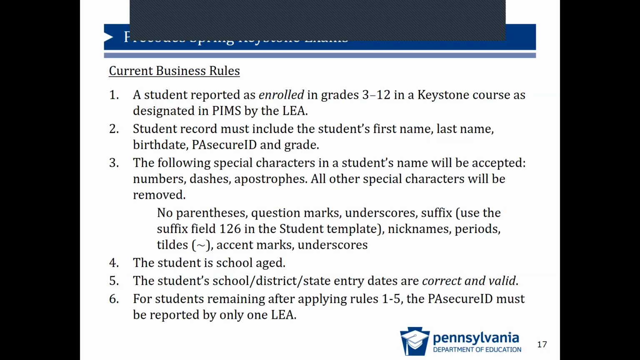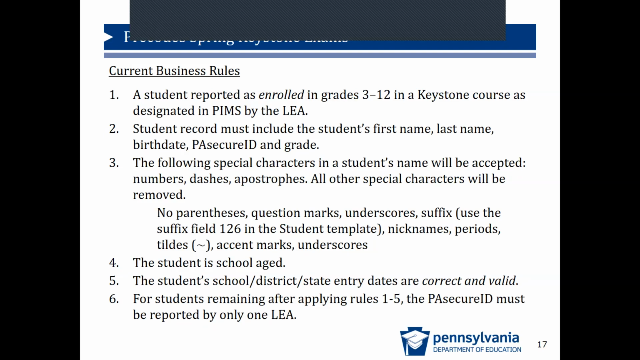The following business rules are the criteria used to determine if a student record is included or excluded in the DRC file. Per business rule number 1, in order to be included in the DRC file, a student must be reported as enrolled in grades 3 through 12 in a Keystone course as designated in PIMS by the LEA.